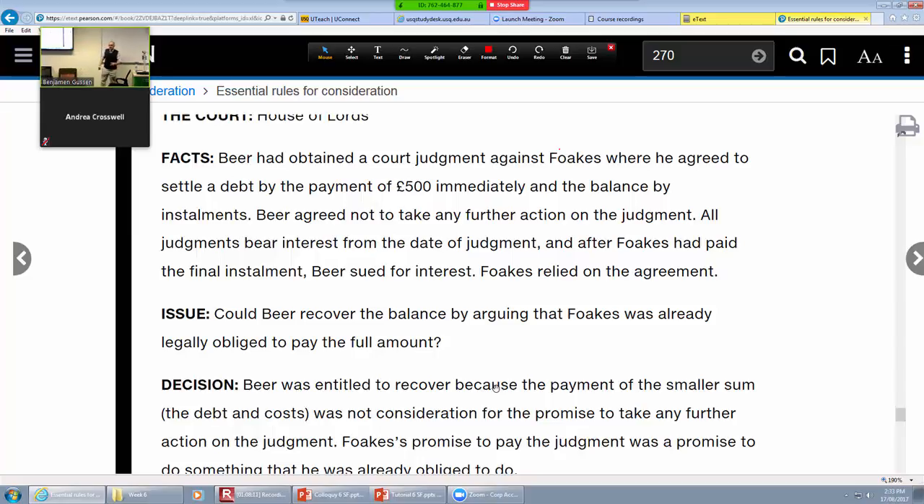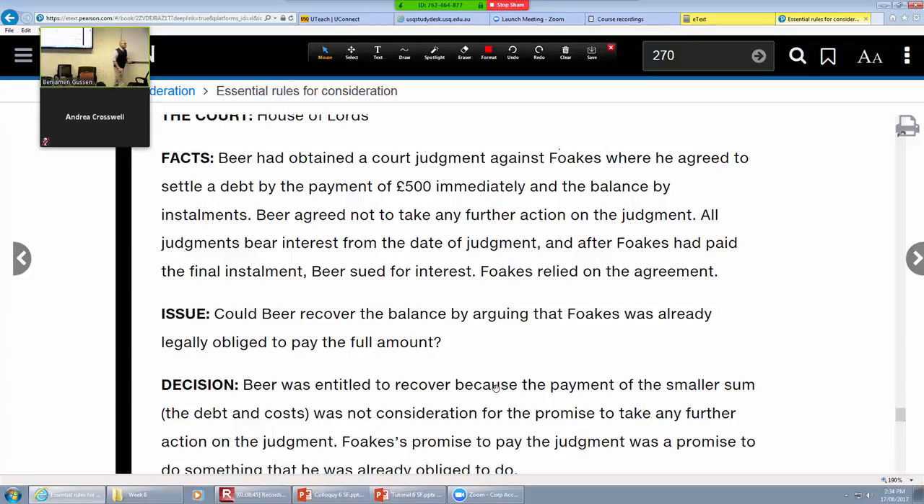So you can see the promise, right? What is the promise? Fox promised to pay £500 plus these installments in consideration of what? Beer said, I will not go on and take any further action. So that's the end of the matter. I will settle the debt with this payment, £500 plus the installments. Yes? But just like the horse, remember the sound horse? After that's finished, now Beer wants to get also the interest.